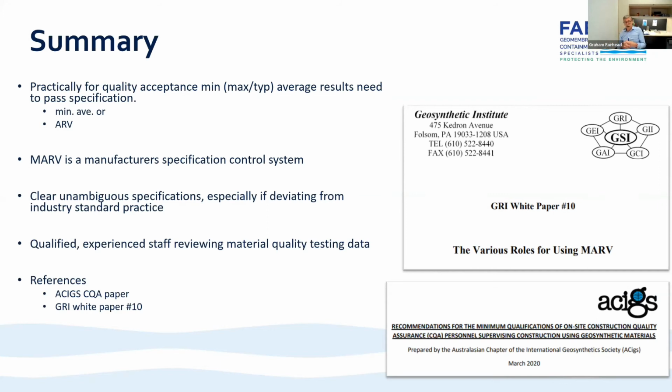Warren said as well, unambiguous specifications, especially if a designer does want to deviate from the norm for some good reasons, make it really clear how you plan to deviate, and that it's not, dare I say, careless drafting of a specification. It's very deliberate.